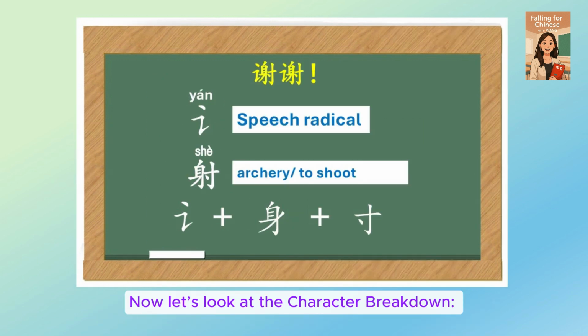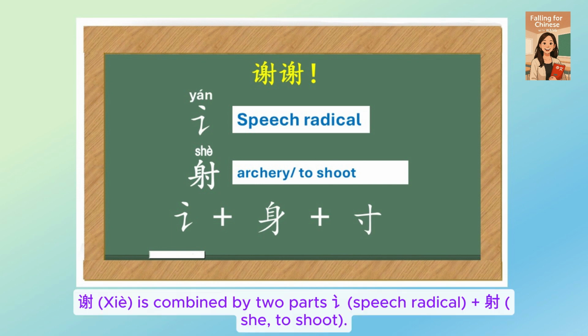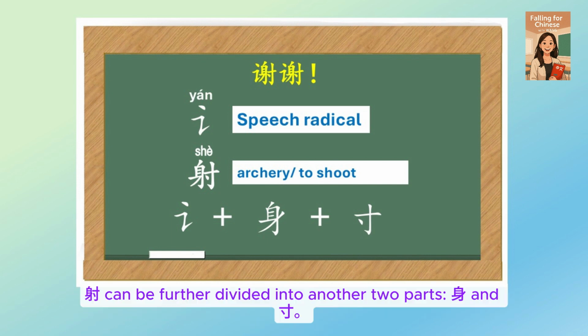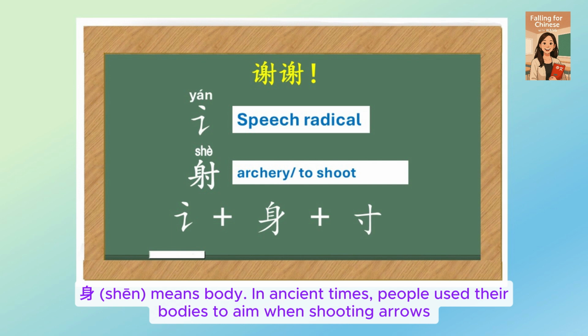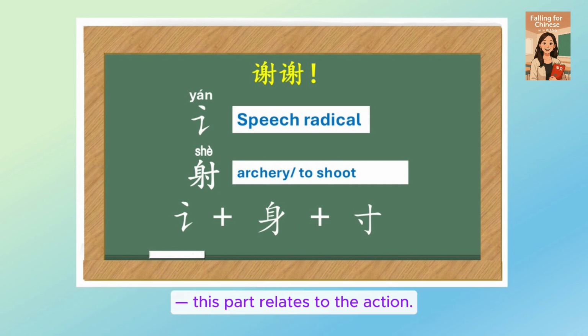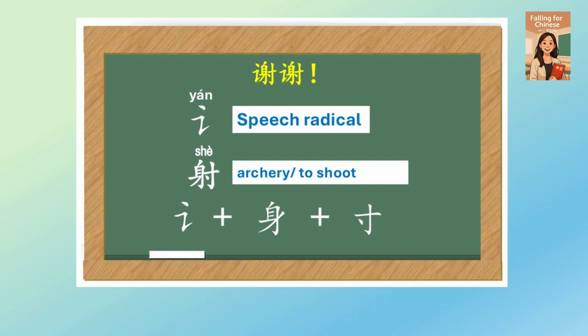Now let's look at the character breakdown. 谢 is combined by two parts, speech radical plus 射 to shoot, while 射 can be further divided into another two parts, 身 and 寸. 身 means body. In ancient times, people used their bodies to aim when shooting arrows. This part relates to the action.